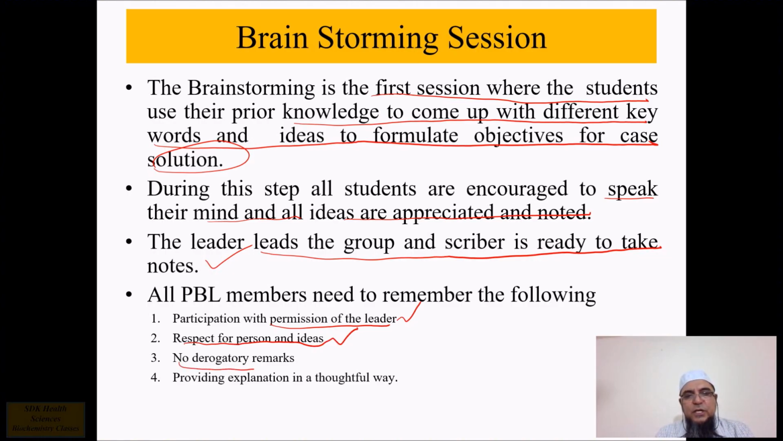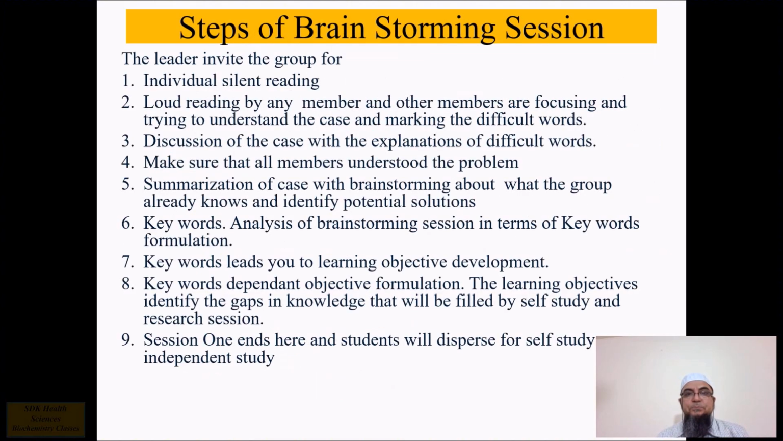Point number 3, no derogatory remarks. For example, somebody says some point and someone says, oh, I knew this earlier. These types of remarks should not be there. And point number 4, the members need to provide the explanation or any idea in a thoughtful way, not just point scoring. If somebody is giving a point, or a remark, or sharing his idea, it must be based on some background knowledge.